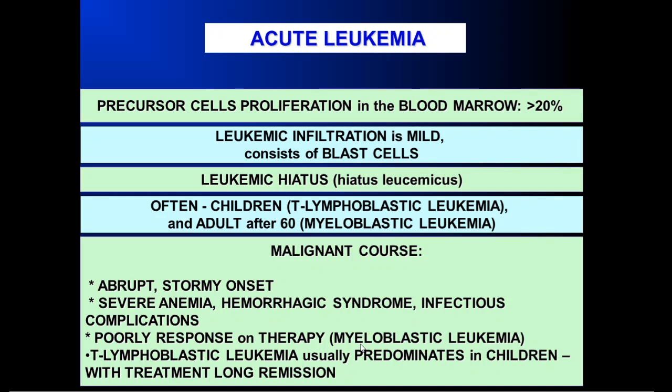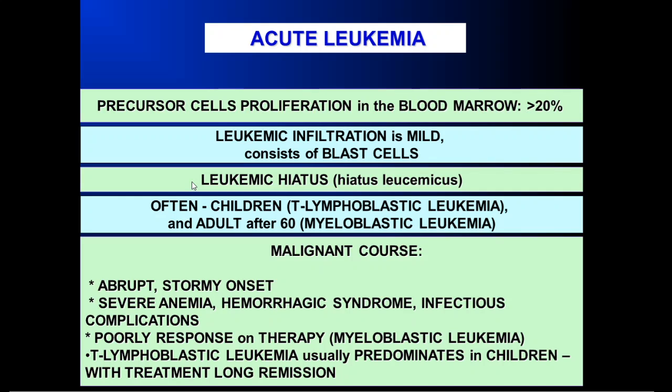Acute leukemia. So, precursor cells proliferation in the bone marrow more than 20%. I have already told you about this one, so one of the main diagnostic keys is presence of tumor cells in the bone marrow. Next one. Leukemic infiltration consists of blast cells. Guys, blast cells.